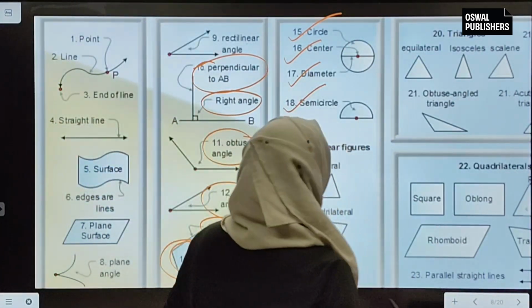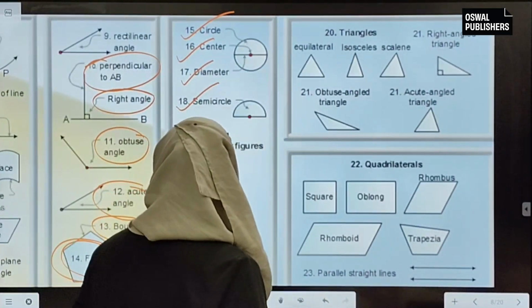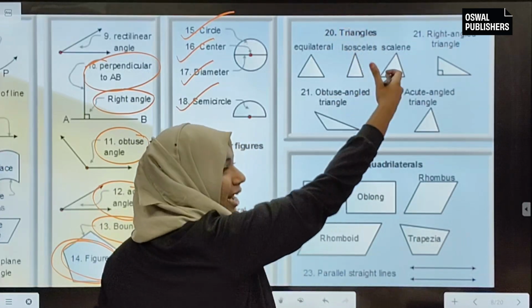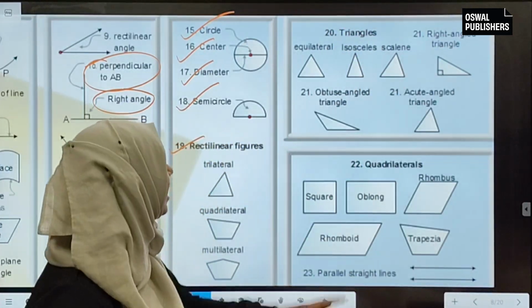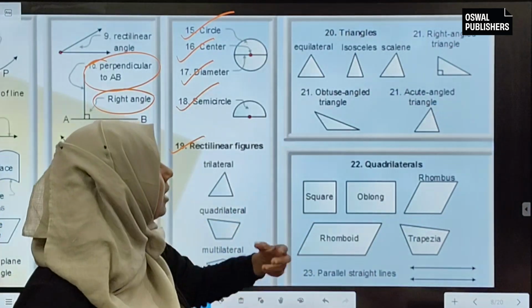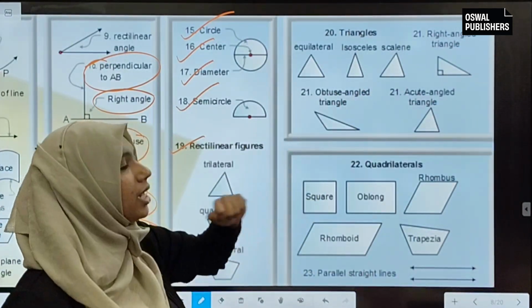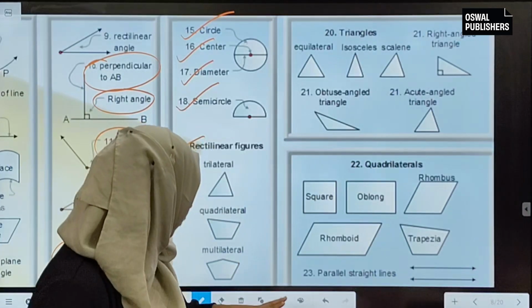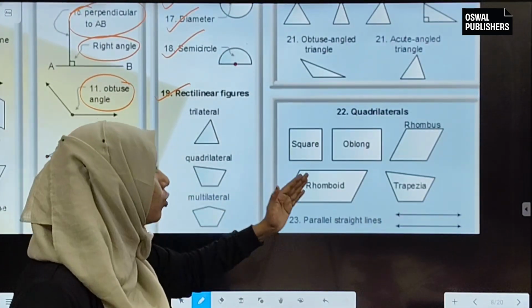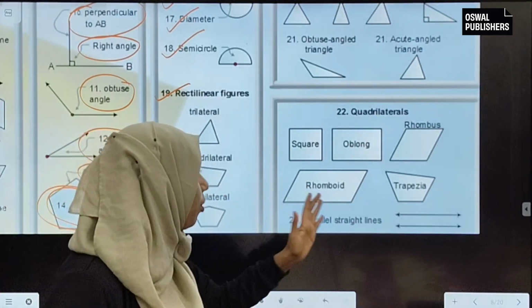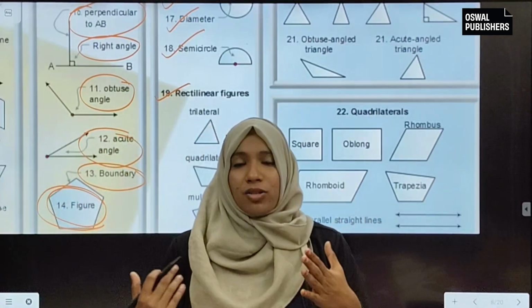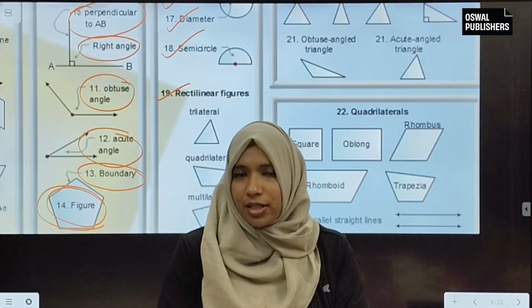Next is about triangles. Okay, 20th definition was about triangles, different kinds of triangles. Equilateral, isosceles, scalene, that is based on the length of the sides. And based on the angles, we can say right angle triangle, obtuse angle triangle, acute angle triangle. And moving to quadrilaterals, in his 22nd definition, he defined square, oblong, rhombus, rhomboid and trapezium. Okay, and next 23rd was about parallel straight lines. So these were the 23 definitions given by Euclid.